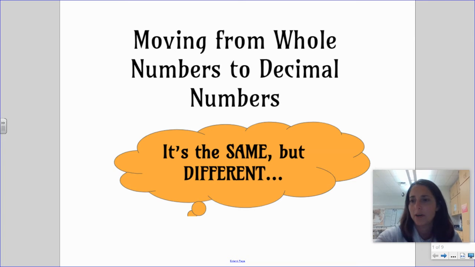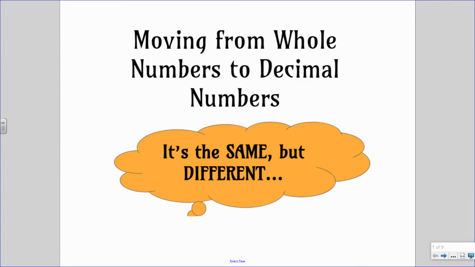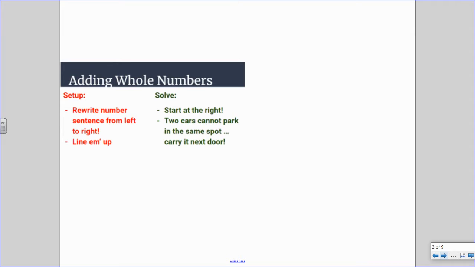So I'm going to go ahead and get rid of myself here. Maybe, there we go. All right, so when it came to adding whole numbers, there were a couple of things we talked about. Rewriting that number sentence from left to right. Just like we read a sentence from left to right, we want to rewrite and recopy that number sentence from left to right. And we want to make sure that we line them up.